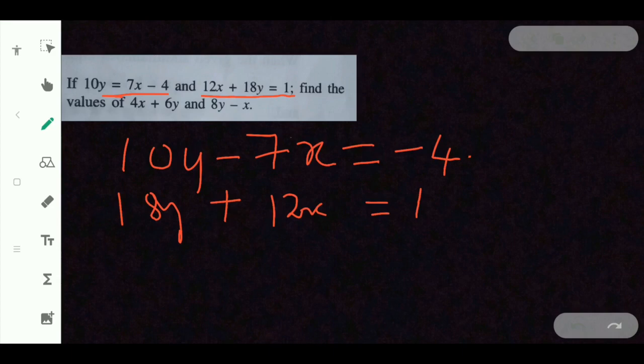So now here you can see which variables have the lesser value. So I am multiplying the second equation with 10 and the first equation with 18.